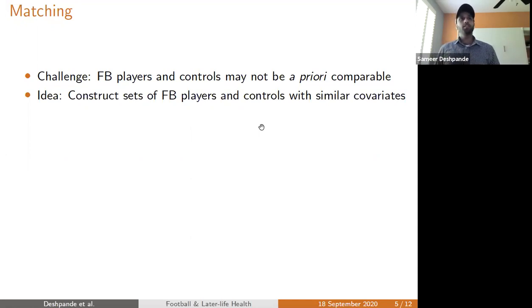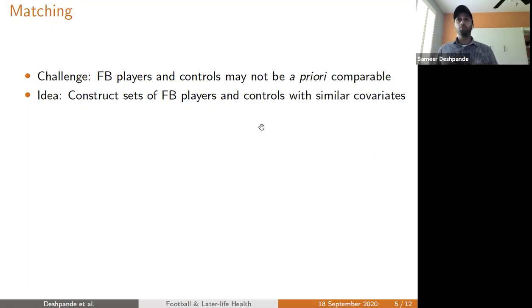But the idea with matching is, what if we could focus on a subset of our entire study population which actually were balanced along a lot of covariates that we could measure? So the idea is to introduce a partition of our study subjects such that in each partition we create these matched sets. You can think of these as matched pairs. For every football player, we're going to try to find a control subject who is as similar to that football player as possible in terms of maybe their family background, and their adolescent health, and any number of variables that we've thought to adjust for. So the idea is that we're going to whittle down our pool of subjects into ones that are actually comparable.